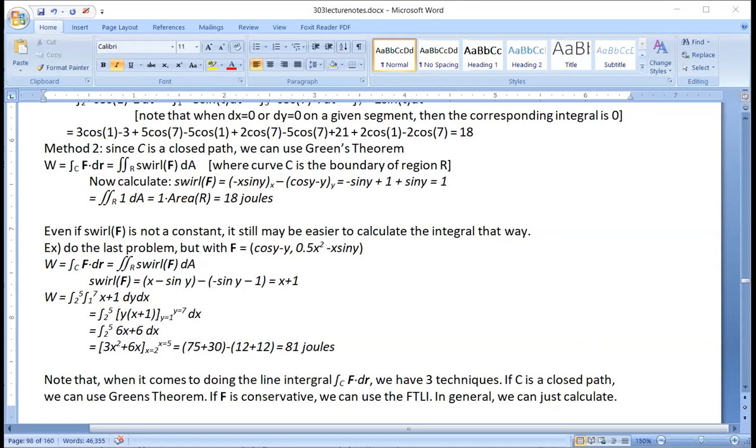Okay. So ideally, you hope that one of those 2 things is true. It makes the problem very easy. If neither of those things is true, you just have to go ahead and calculate. Okay.